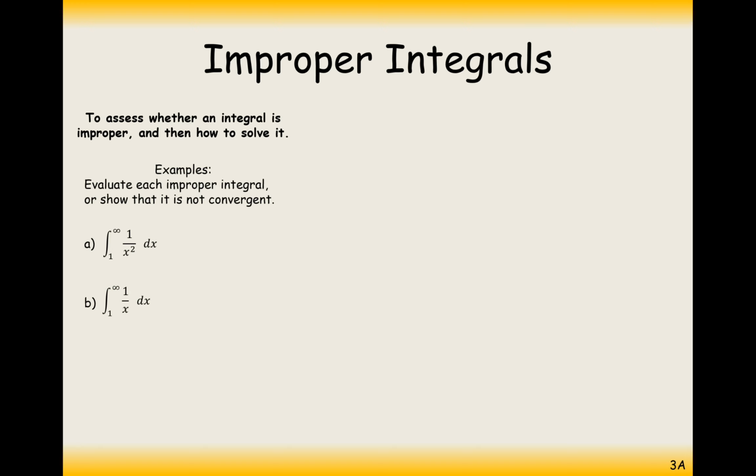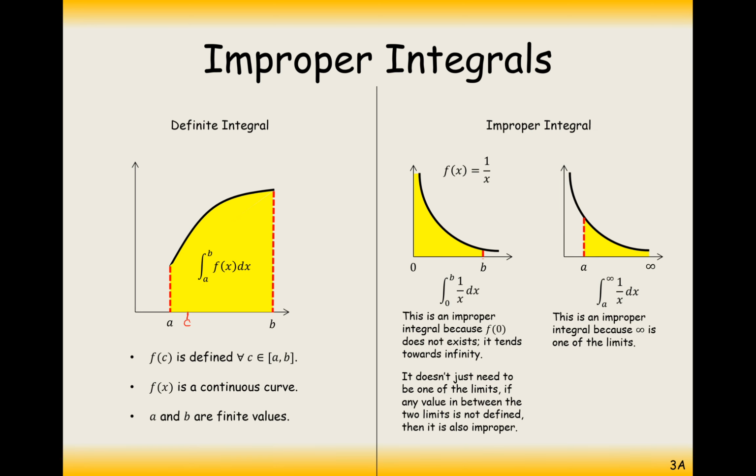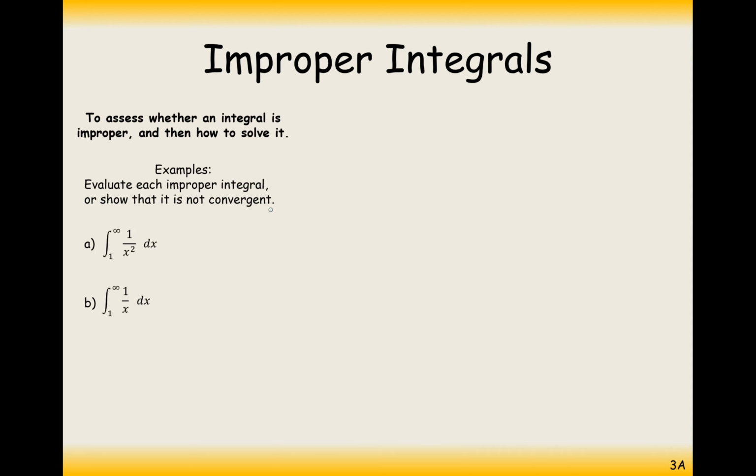So let's get going. The examples I'm going to show you are these two here. We're going to evaluate each improper integral or show that it is not convergent. Sometimes in these questions, the answer to what this area is when it tends up to infinity, or tends towards a point like 0 where it's not defined, is that the area is infinity. It's too big to measure. The area will just carry on for infinity. So that's what it means when it says does not converge. It means that the area defined by that integral is infinite.